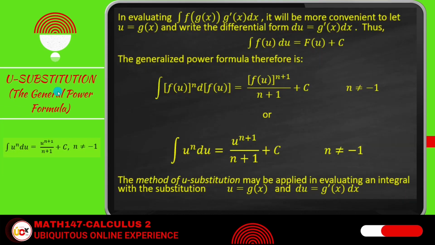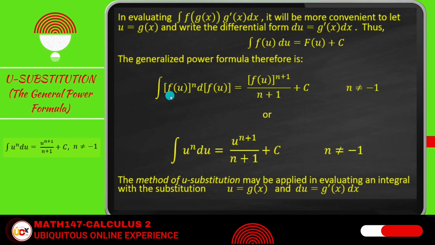The last topic for this lesson is the U substitution. This is also called the general power formula. In evaluating the integral of f of g of x times g prime of x dx, it will be more convenient to let u be g of x and write the differential form du equals g prime of x dx. So this integral by substitution can now be written as f of g of x, where g of x is u, so you have f of u times g prime of x dx, which is du. So we have the integral of f of u du equals the function big F of u plus the constant c. So from this equation, we can generalize the power formula as follows.